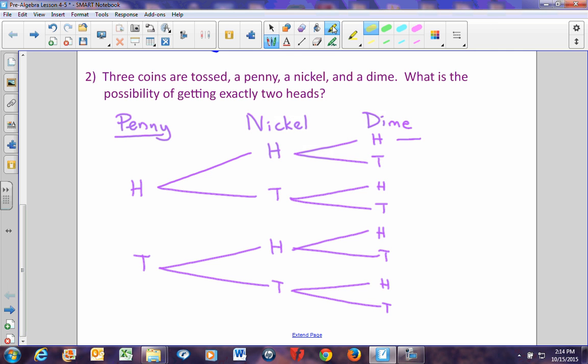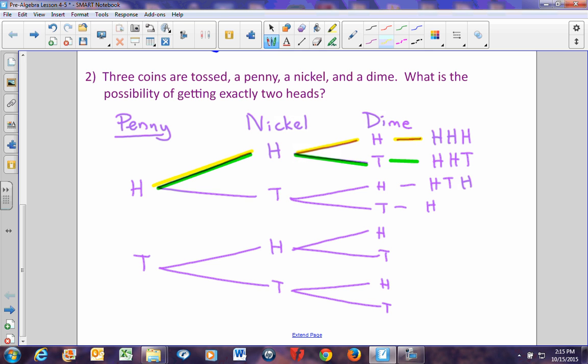If I go right along my trail here, if I follow this pattern, I'm getting a head, and a head. If I follow the next pattern, I'm just going to show you this, this goes to head, this goes to tail. So here, this would go head, tail. See how that works? If my penny comes up head, my nickel can come up tail, and my dime can come up head, or my penny can come up head, my nickel can come up tail, and my dime can come up tail.